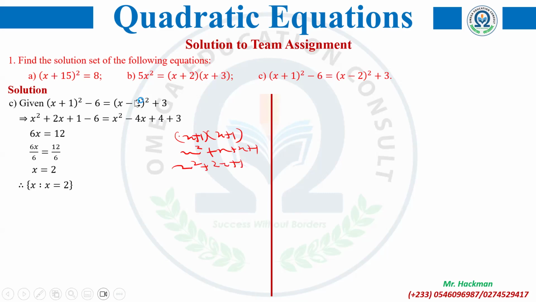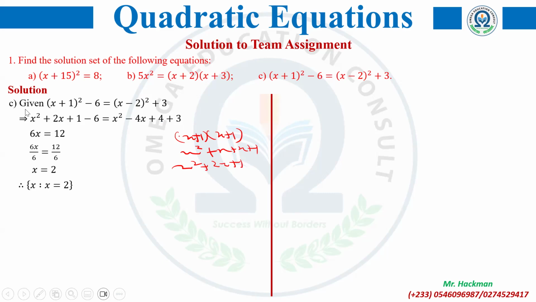So if you expand this, we are matured. So x squared minus twice the product of this, so that will give you 4x. Then plus 2 squared, which will give you 4. But there is still plus 3 there. You write it. So this is what I did.